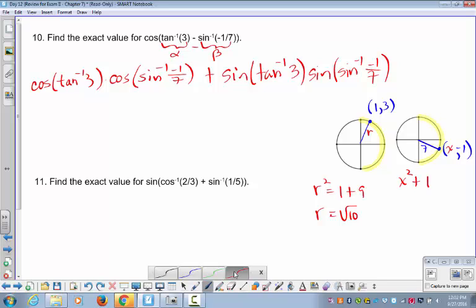Pythagorean theorem, x squared plus 1 equals 49. X squared equals 48. X will be the square root of 48. That's 16 times 3, so that's 4 root 3. Positive or negative? Positive. X is on the right. Now we can keep going here. So cosine of alpha. Cosine is 1 over r, so that's 1 over root 10. Cosine of beta. Cosine of beta is x over 7, so that's 4 root 3 over 7.